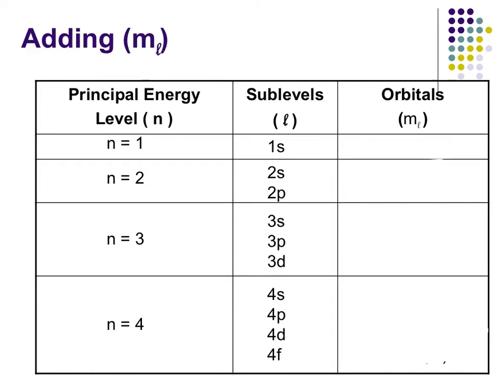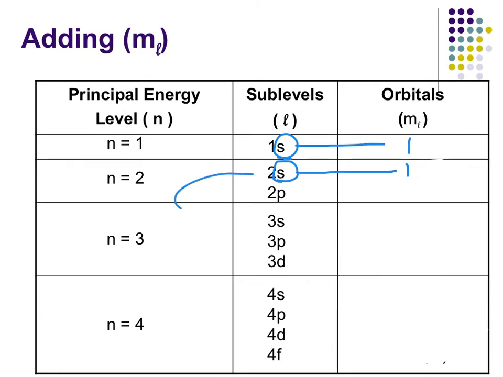Now I want to talk about the magnetic quantum number. All I really want to do at this level is make sure that you know how many shapes accompany each type of sublevel. If I have a 1s sublevel, because of the s, I will have only one orbital. That is consistent anytime I have an s. Just because it says 2s doesn't mean that there are 2 orbitals. The s is always one orbital.